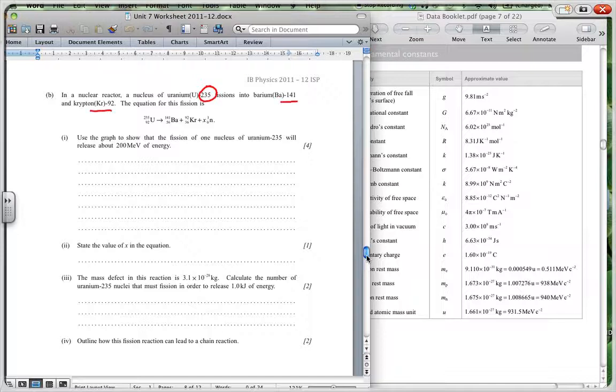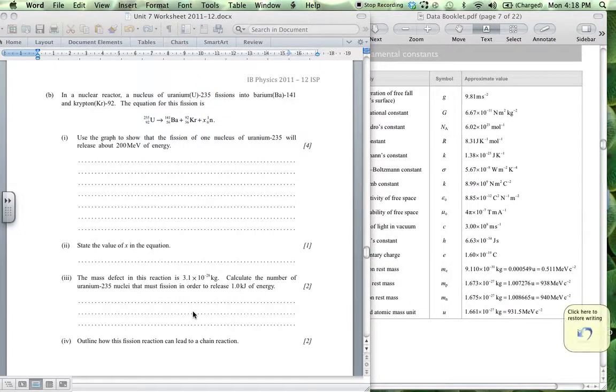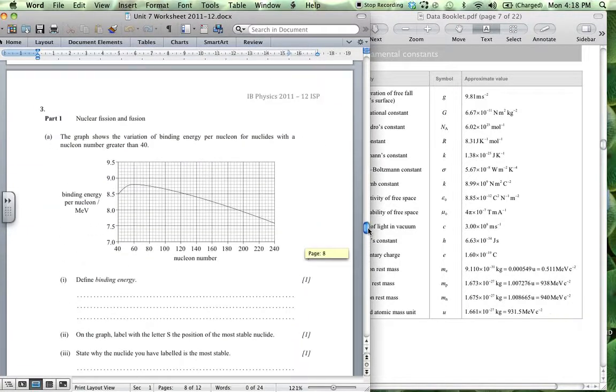So it says, use the graph to show that the fission of one nucleus of uranium-235 will release about 200 mega eV of energy. So what we're going to do here is look at the binding energy of the uranium and the binding energy of these two, and then the difference between this side and this side will give us an idea of the amount of energy that has been released. So going back to the previous page, to this graph.